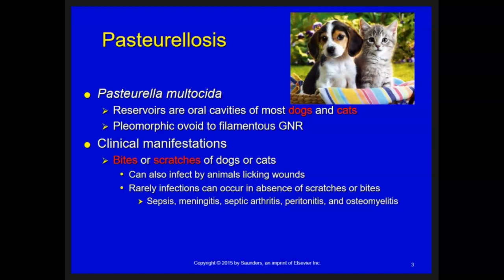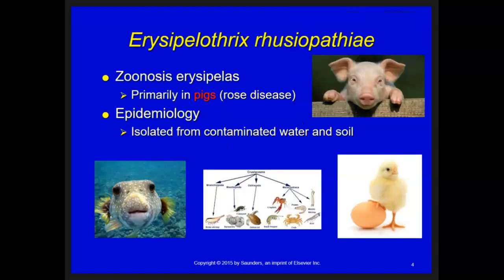The most common culprit is Pasteurella multocida. The reservoirs are the oral cavities of dogs and cats. The clinical manifestations can come from bites or scratches of dogs or cats, and you can also get this from animals licking infected wounds. Infections rarely occur in the absence of scratches or bites, and so serious problems such as sepsis are very rare.